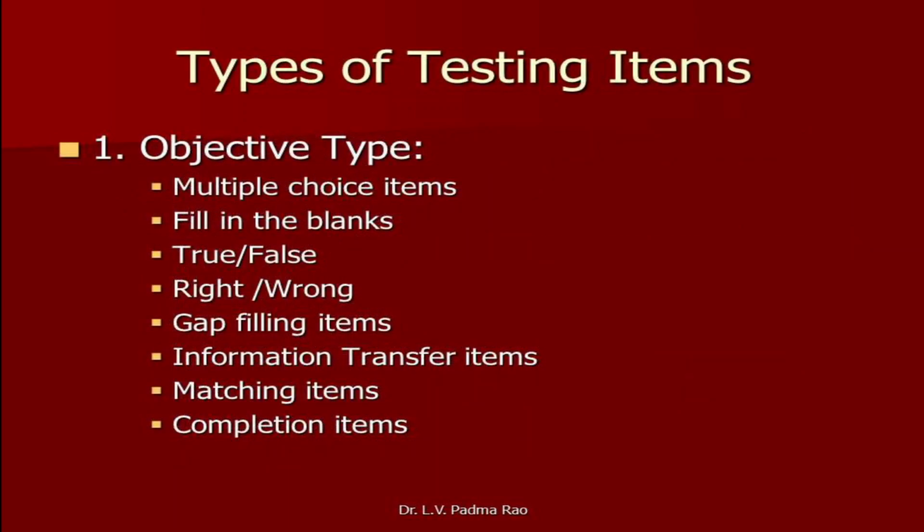There could be a number of testing items. So depending upon the type of test that we are conducting, essentially there are two basic types of testing items. One is objective type, the other is subjective type. I think you are acquainted with both the types of questions by this time.